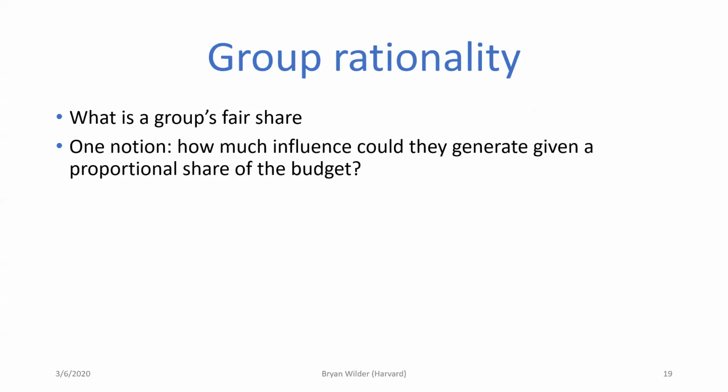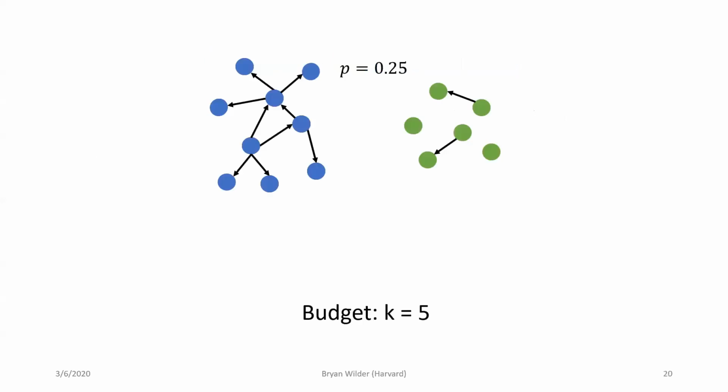And one way of writing this down, which kind of stems from a cooperative game theory idea called the core, is to look at how much influence a group can generate if we just gave them access to a proportional share of the budget. So to make this a little more concrete, here's an example. We have the two groups that I showed you earlier, blue and green. And let's say that the budget is 5 seed nodes.